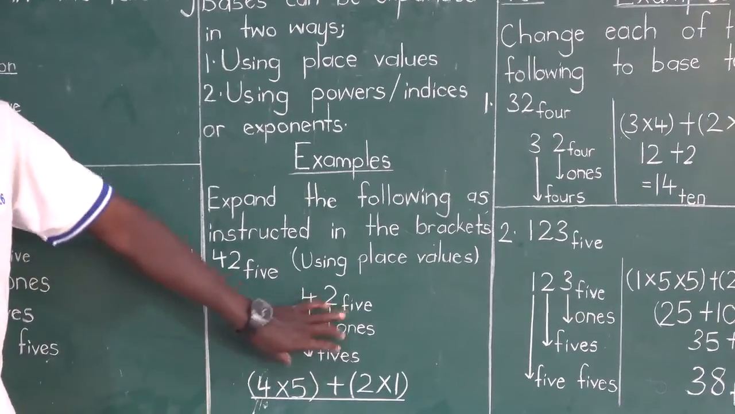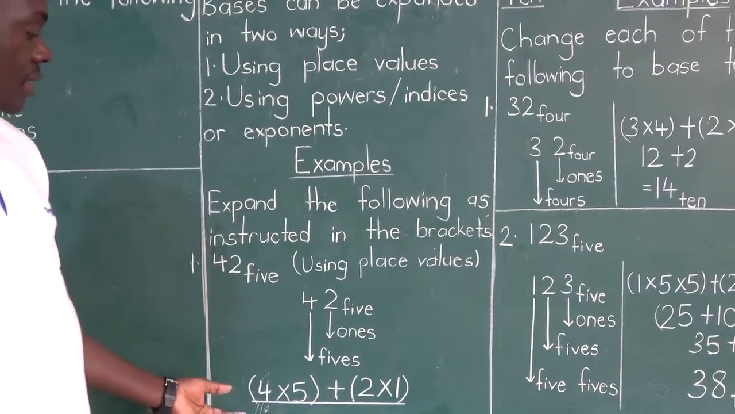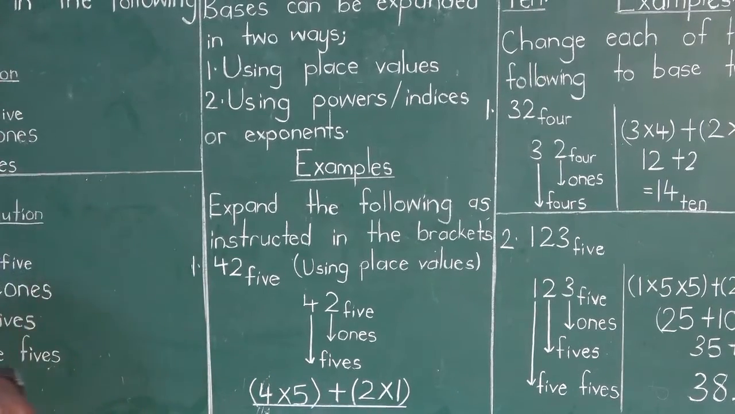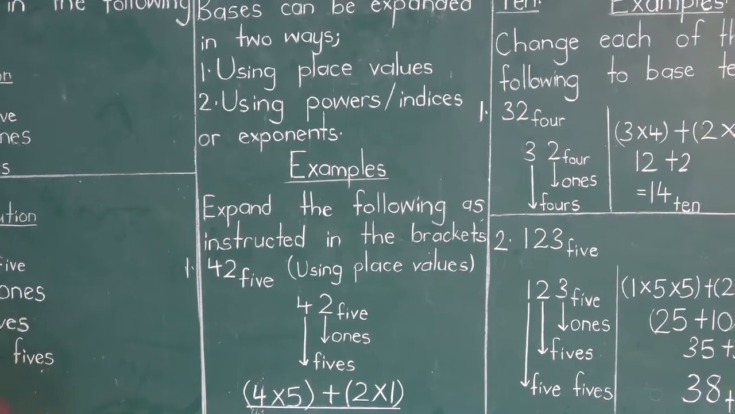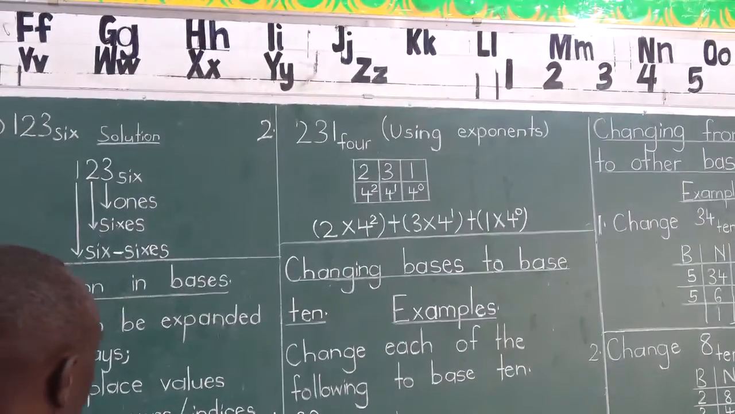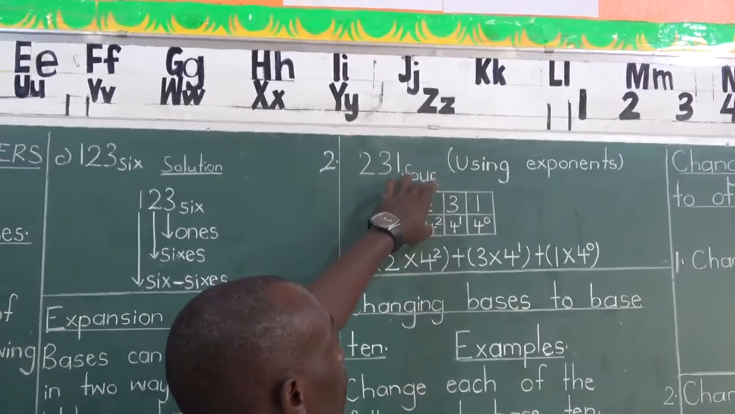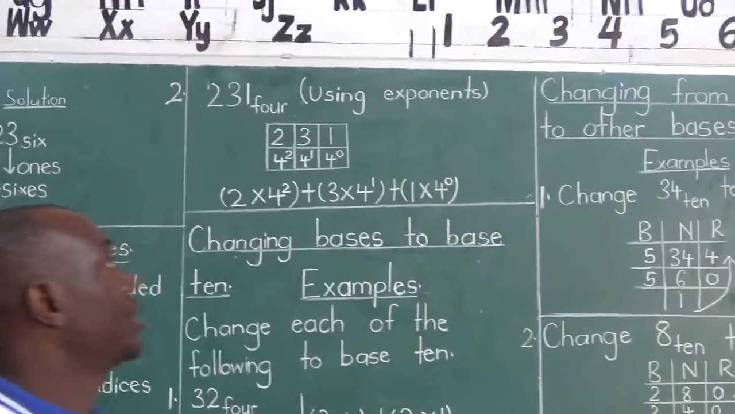So that's why you first learn the place values and now we are putting them to use. This is the answer to that question. And then we go to example number 2. Expand 231 base 4 using exponents.